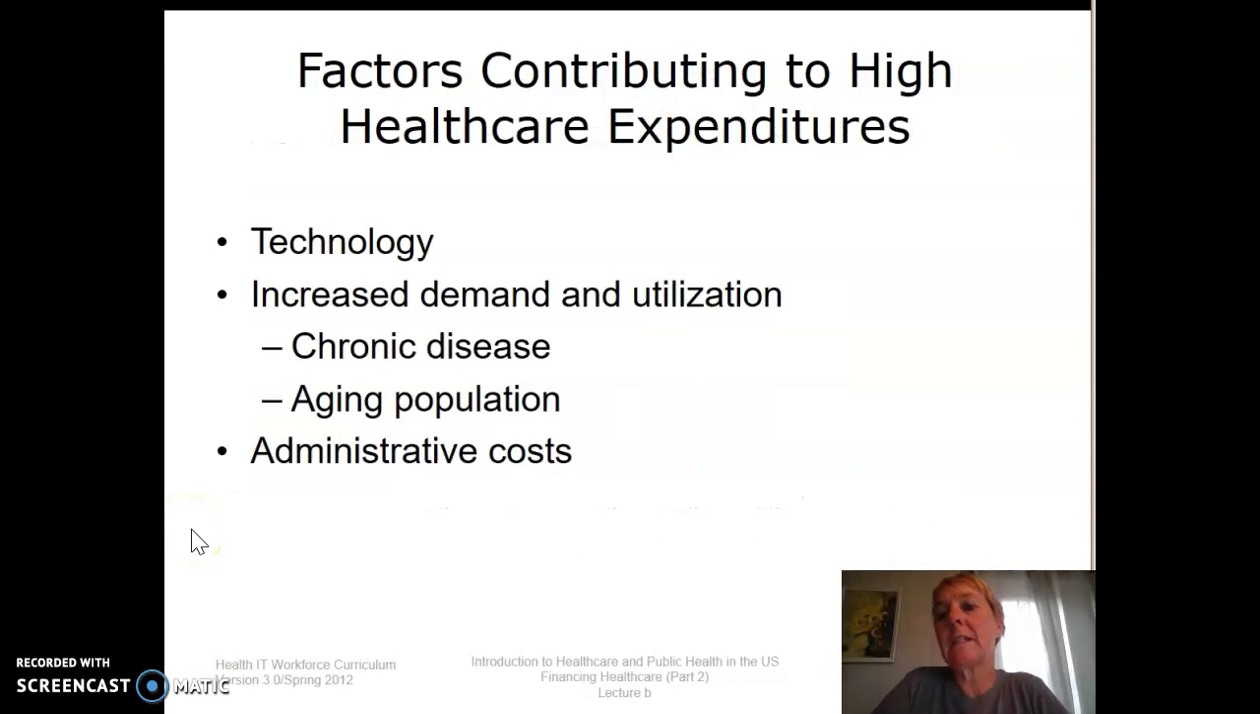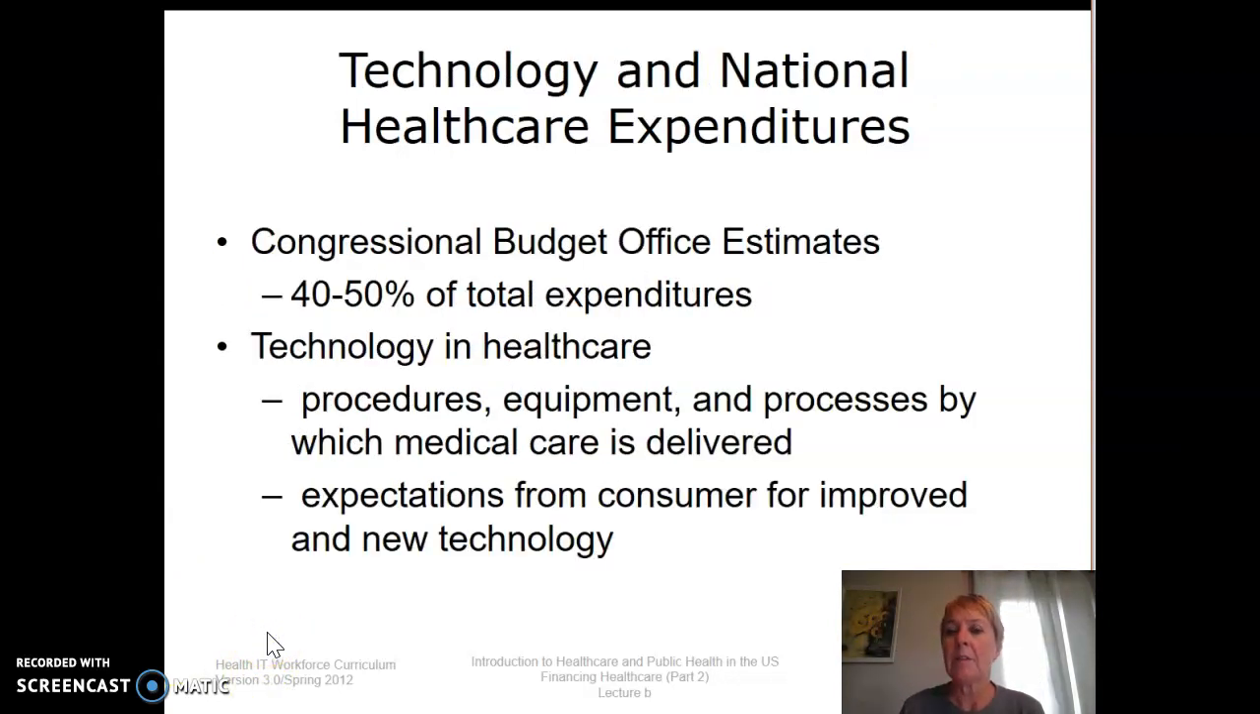So these are the things that are contributing to our high healthcare cost. One is technology and the demand for technology and the increased utilization of technology. The other thing that has happened, we have a large incidence of chronic disease in the United States. We have an aging population, and we have pretty high administrative cost for this service. The Congressional Budget Office estimates that 40 to 50% of our total expenditures are with healthcare.